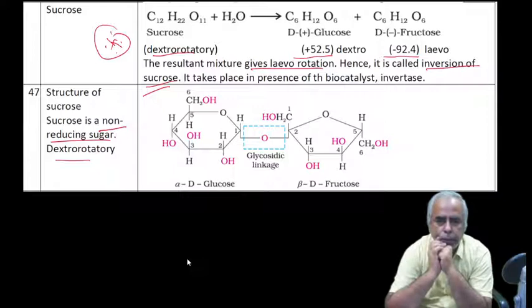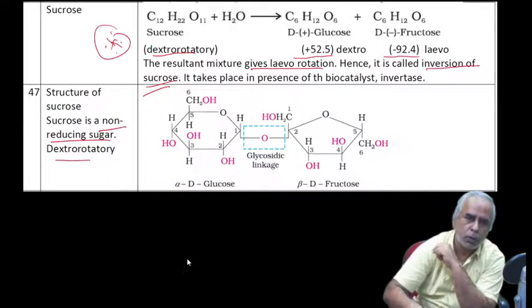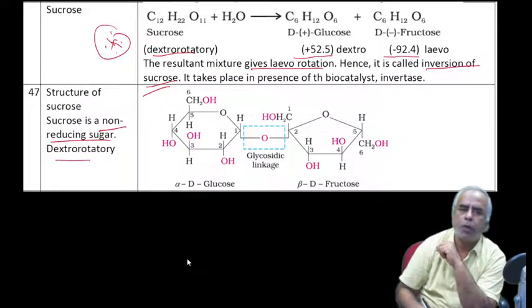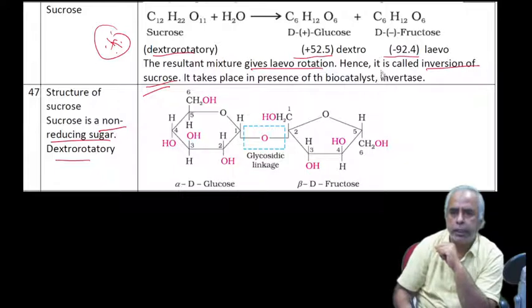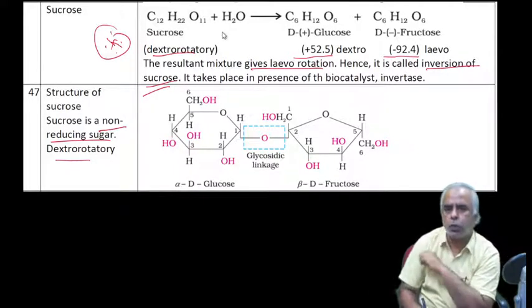Invertase, that is the biocatalyst. It's an enzyme that is responsible for inverting the optical rotation of sucrose from dextro to levo because of the splitting of the glycosidic linkage. So that is why it is called invertase, and that reaction is called inversion of sucrose.